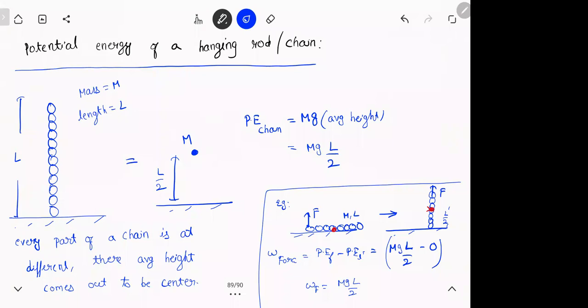So later on, we will see in the next chapter, we have different shapes: cone, cylinder, hemisphere. All the shapes also have something like this, an average. So we call it center of mass. So we will see that in the next one.